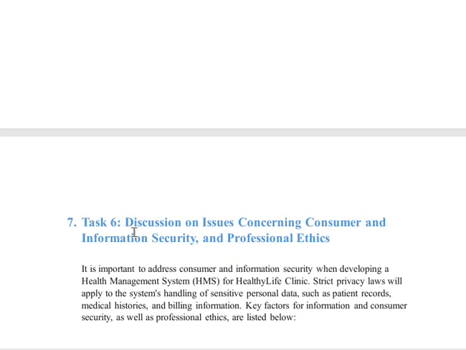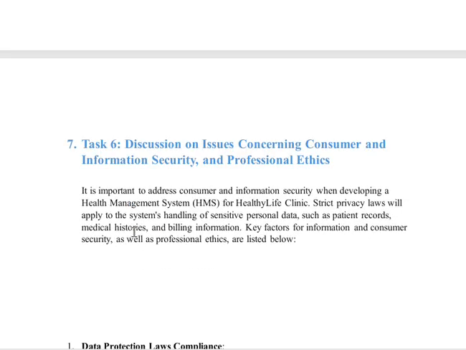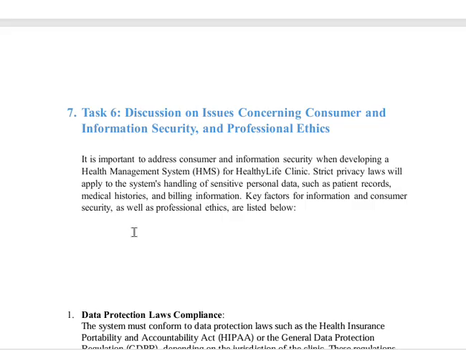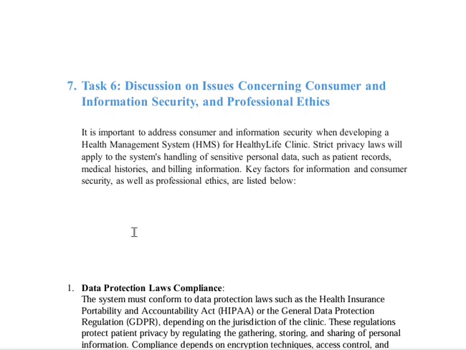In task 6, I have focused on security and ethics. We must protect patient data by following rules like HIPAA and GDPR. We use encryption, strong passwords, and access control. Patients must give permission before we use their data. Staff need training to handle data safely. Using patient information ethically is very important.